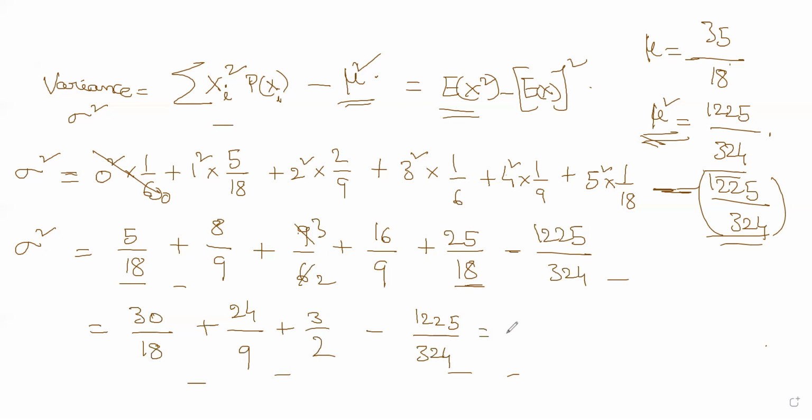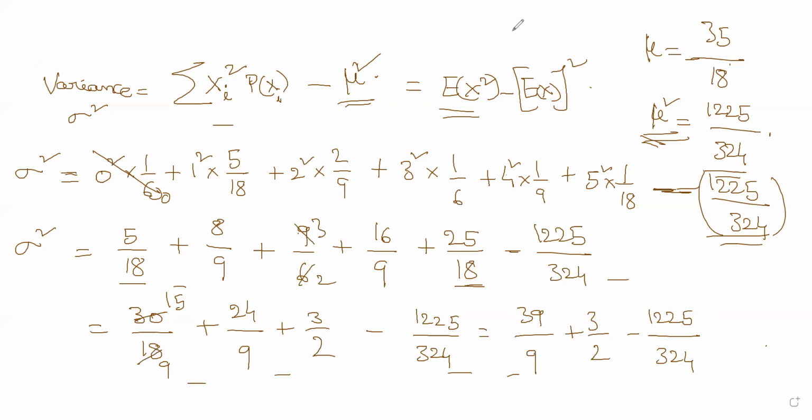Now let us see. So here you have 30 by 18. Here we can cancel further. So you see that this is 2 15s and 2 9s. So 15 by 9 plus 24 by 9. 24 plus 15, that is 39. 39 by 9. Okay, right. So you have 39 by 9 plus 3 by 2 minus 1225 by 324. Anything further?